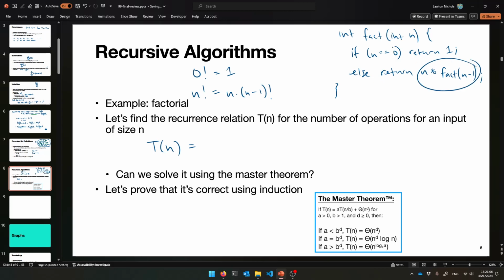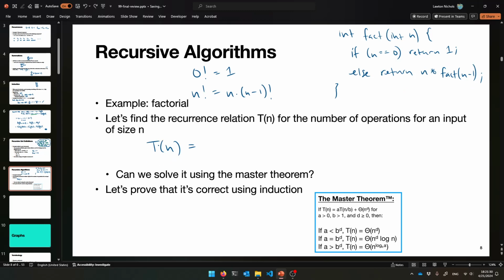We are going to do, let's see, what should we do? Well, it's going to do a multiplication, and then it's going to do a recursive call. Okay, and that's going to return something. So it's like a couple basic operations, right? A multiplication, a return, that's like a couple things. And then we're also handing off the problem to ourselves, so T again, on a smaller input size, n minus 1.